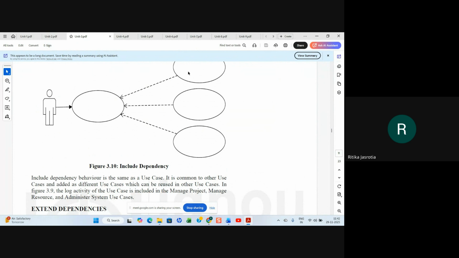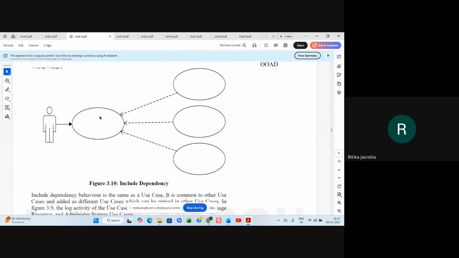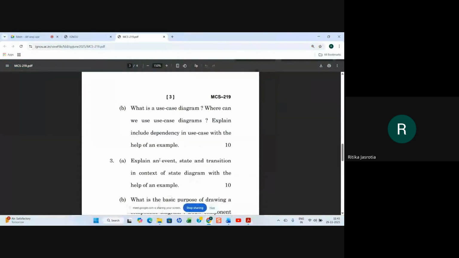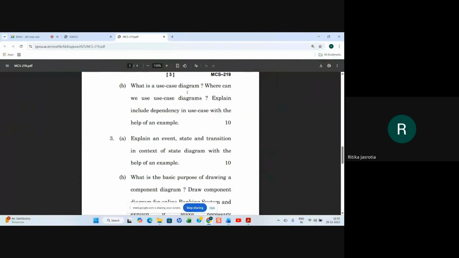It also includes manage project. It also includes manage resource. So something like that. Example, include use case. So one use case can have multiple other use cases which it will be including. So that is what include use cases are. We have also taken this earlier, that this is explaining the include dependency used in the use case with the help of an example.